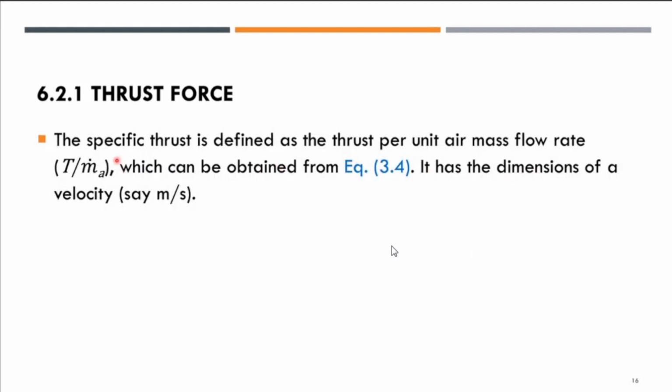The other aspect of thrust, normally they use the specific thrust. And what is specific thrust? It is defined as the thrust per unit air mass flow rate. Okay, specific thrust equals the thrust component divided by the mass flow rate of incoming air, which can be obtained from equation 3.4, and it has a dimension of velocity, similar to velocity, meter per second. Specific thrust unit is meter per second.